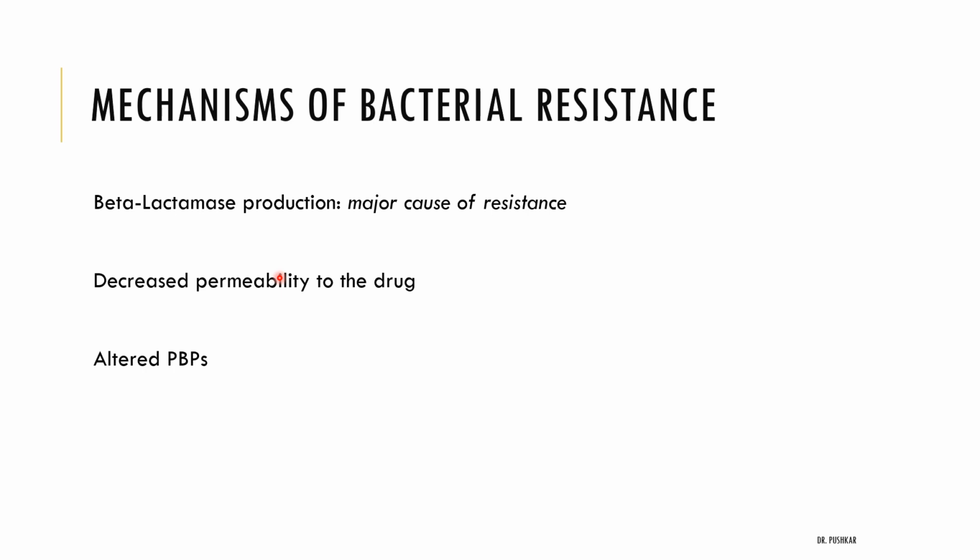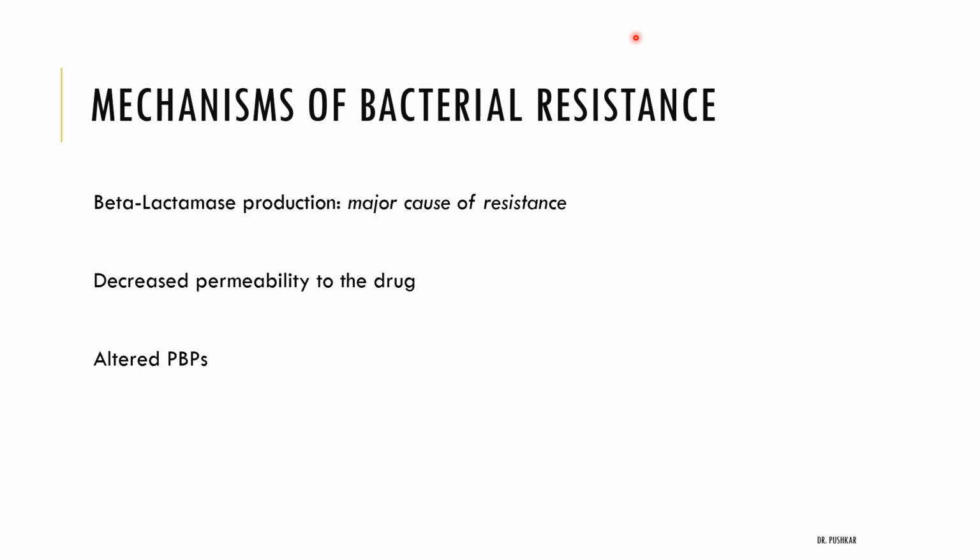The bacterial outer cell membrane is developed in such a way that the beta-lactam antibiotics will not be able to penetrate it, so the beta-lactam antibiotics will not be able to reach the penicillin binding proteins, and if they cannot reach the penicillin binding proteins, they will not be able to inhibit the transpeptidase enzymes, and they will not be able to inhibit the peptidoglycan layer synthesis.